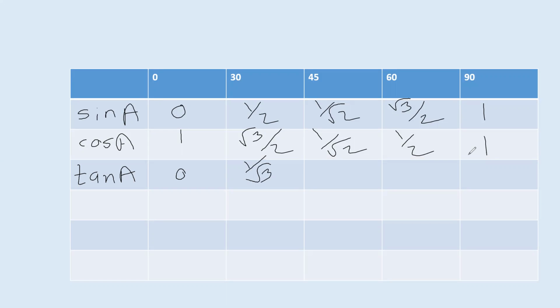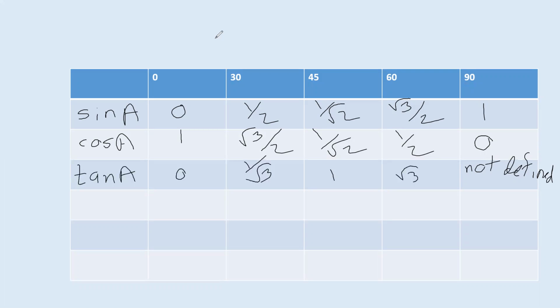Next one is 1 by root 2 upon 1 by root 2, so both will get cancelled. I will get 1. Thereafter root 3 by 2 upon 1 by 2. The 2 will get cancelled, and I will get root 3. And for the last one, if we observe, something is wrong. What is wrong? Yes, here it should be 0. So 1 upon 0 is nothing but infinity, or, as it is called, not defined.